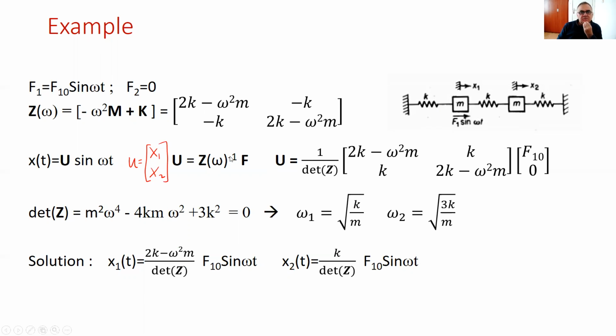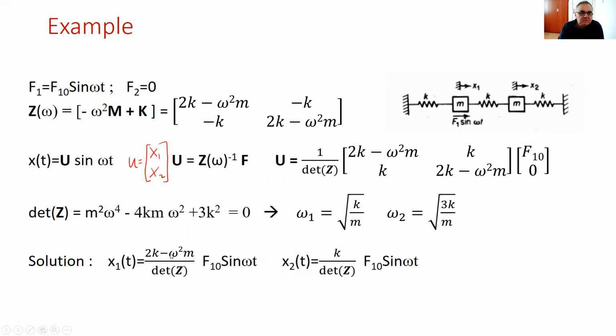And you can solve this by inverting the following matrix. 2 by 2 matrices are easy to invert. You just change the signs of the off-diagonal terms and replace the diagonal terms with each other, and divide by the determinant of Z. The determinant of the impedance matrix is equal to this quantity. If you equate it to 0, you find the natural frequencies of the system. And if you remember, the natural frequencies were square root of k over m and square root of 3k over m. So if you multiply this thing and divide by the determinant, you get the following solutions.